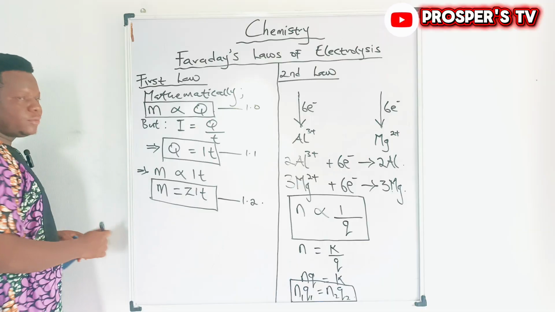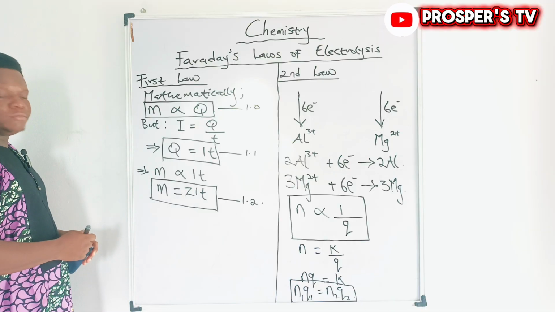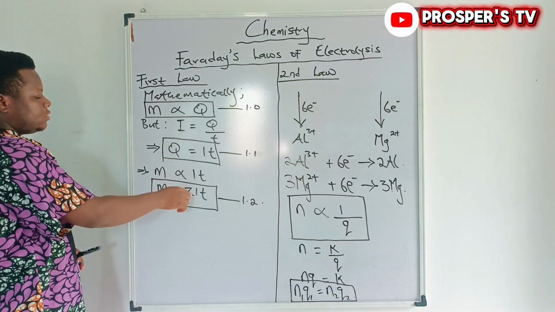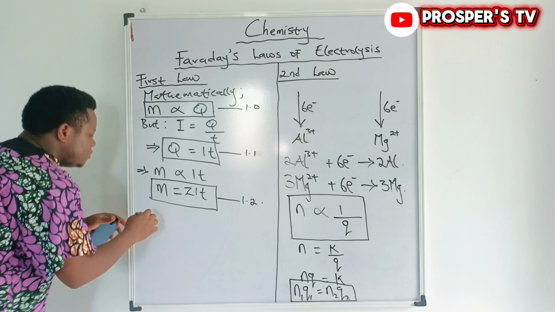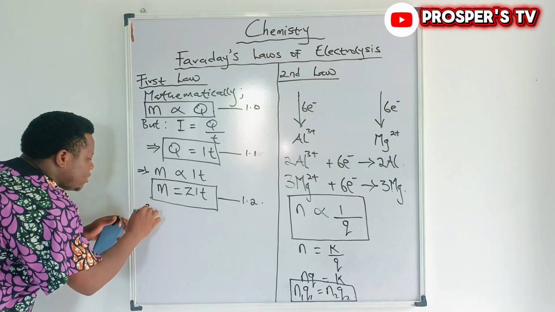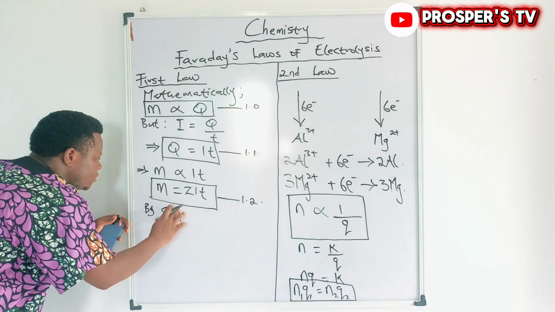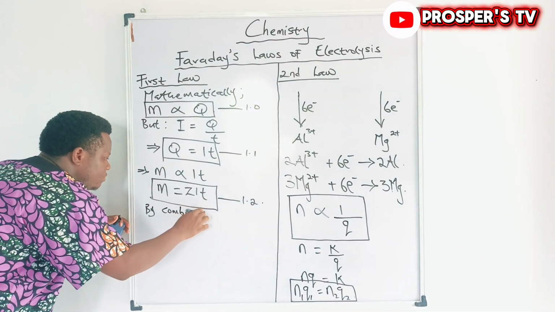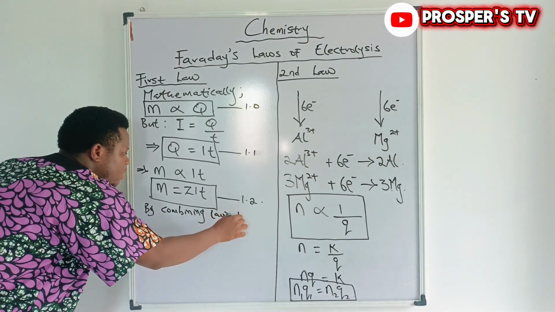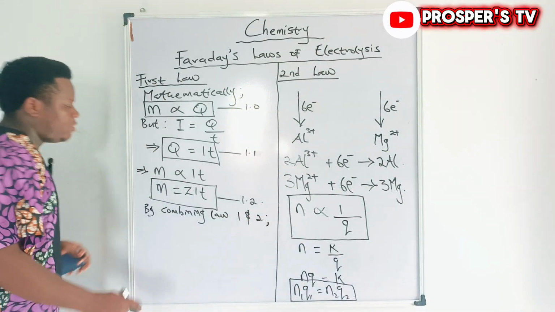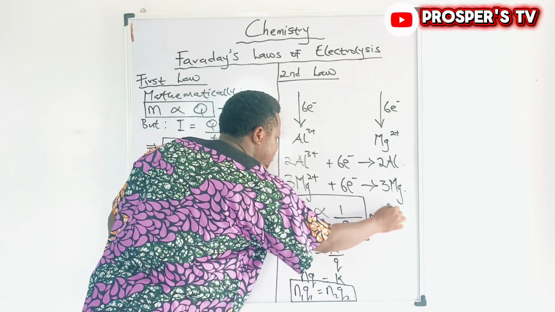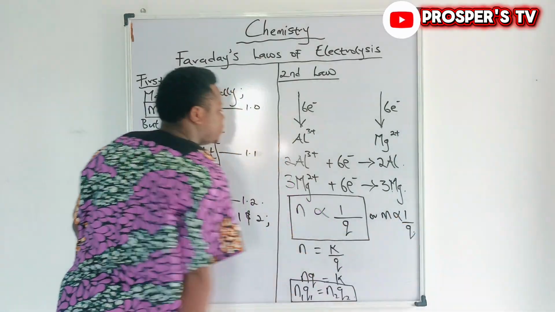Okay, I would continue from here. Please, I want us to pay rapt attention. Now, remember that the Z here is a constant. Okay, Z is a constant and IT. So this implies that by combining law 1 and 2, remember I said this can also be mass, take note of that. So I can say the mass is inversely proportional to the magnitude of the charge.